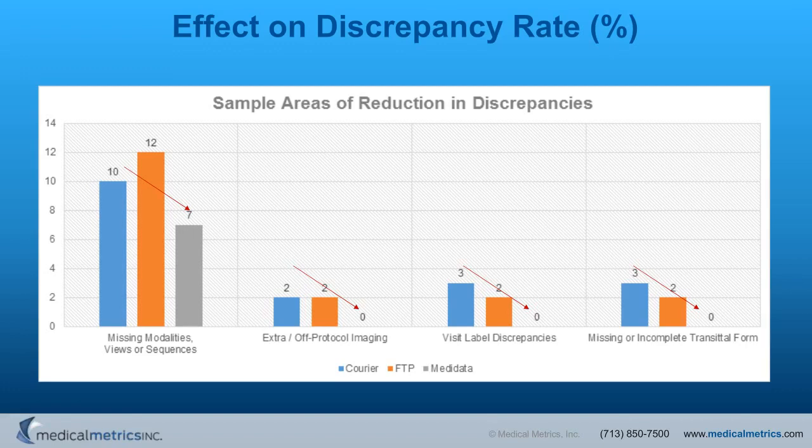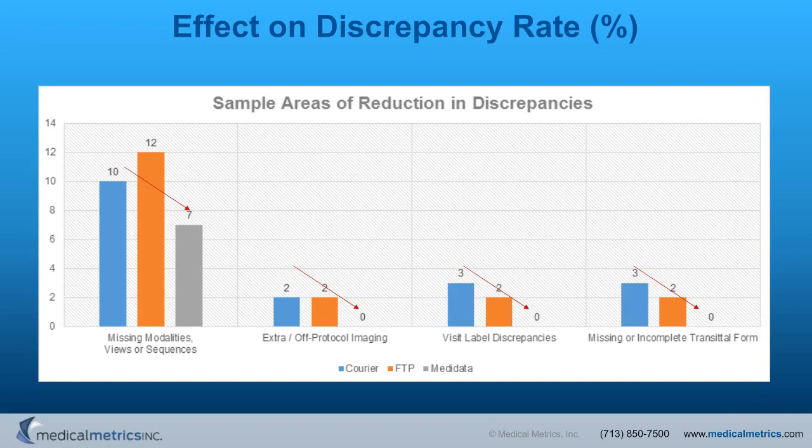With respect to extra or off-protocol imaging, a 2% discrepancy rate occurs for Courier and FTP, and this rate drops to 0% with Medidata. This is because the system can be configured to prevent sites from sending us non-study images. Similarly, with respect to visit labeling errors, the discrepancy rate drops to 0% for Medidata, whereas the rate is 3% for Courier and 2% for FTP.